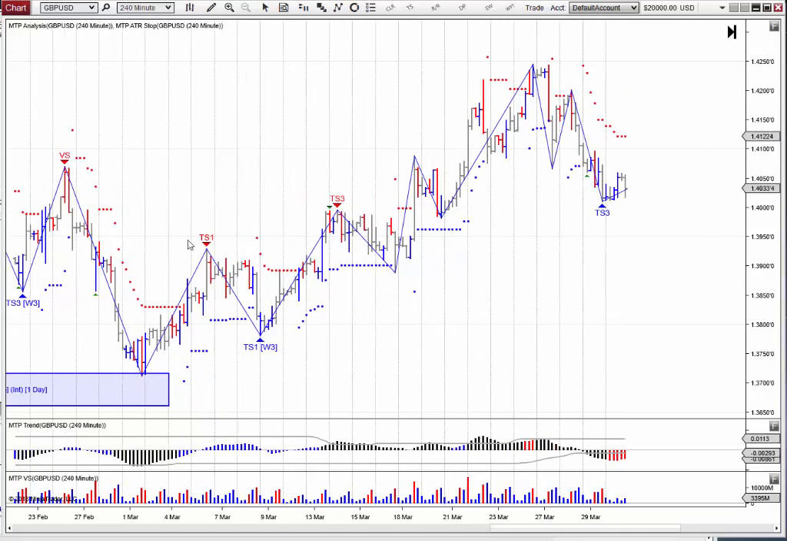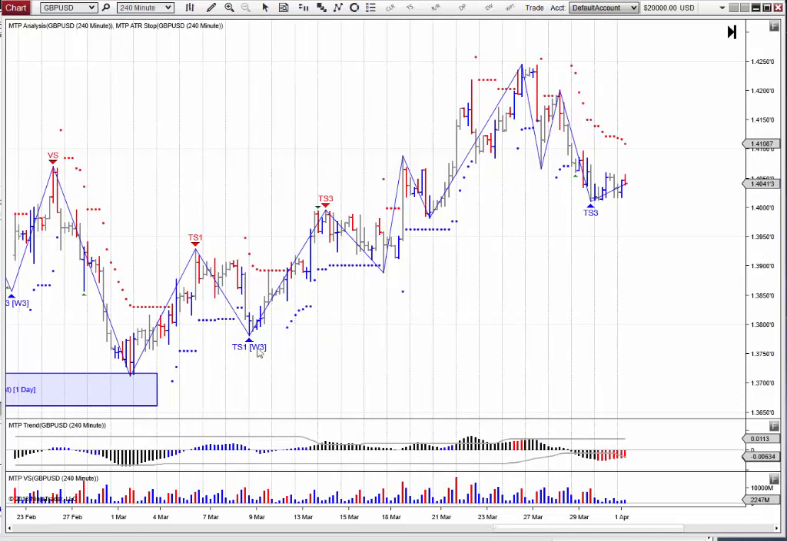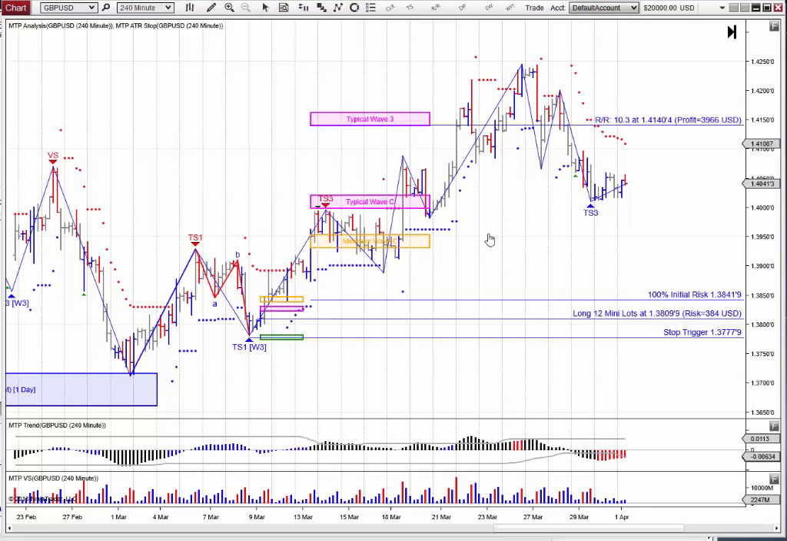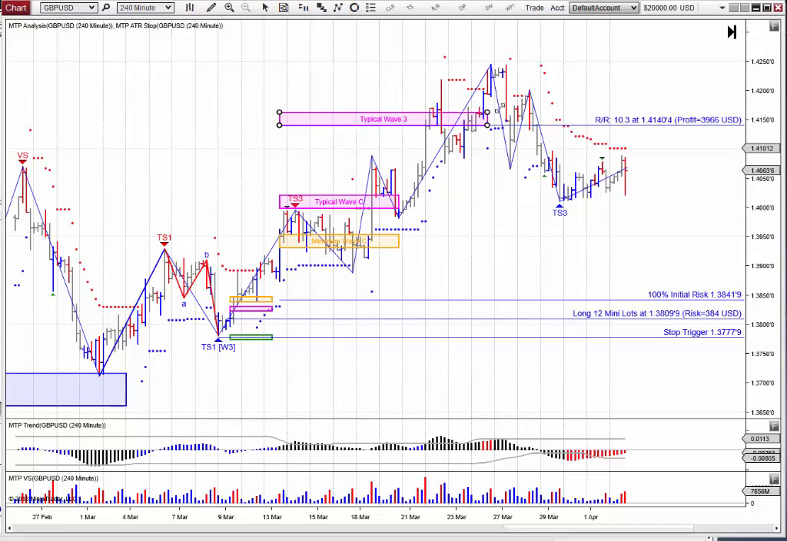We then had the initial move up. Remember, we're not looking for sell setups because we're coming off high time frame support, plus our MTP trend color has gone blue anyway. So the setup we're looking for is this TS1 W3 or wave 3 setup here. If I place the analysis on the blue buy bar there, right mouse click, do analysis, you can see this is what unfolded on the British pound, with the market going up nicely to hit the typical wave 3 WPT target area there for a profit of just over 10 times the initial risk.